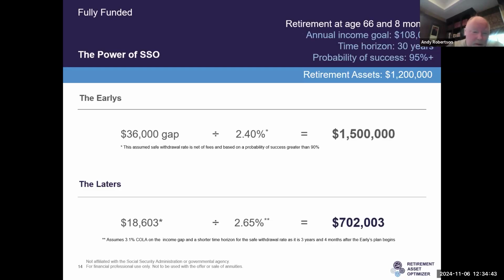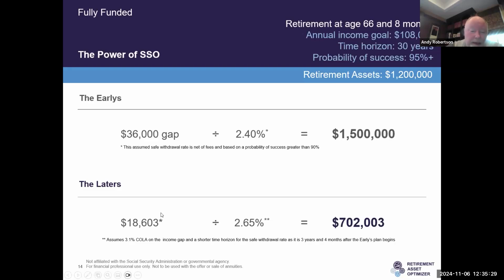Well, if they wait till 70, under that scenario, again, for the laters, the inflation adjusted gap, originally 16,000 some, by the time they get to 70, because to be clear, we're assuming they're retiring at 66 and 8 months, whether they take benefits at FRA or they take benefits at 70, that part doesn't change. But if they retire at 66 and 8 months and don't take benefits till 70, then we've got to bump that gap up to account for any inflation that may be experienced between 66 and 8 months and 70. So when we apply a historical inflation factor of 3.1% to that 16 and some odd $1,000 that originally we noticed was the gap, the actual inflation adjusted gap at 70 is 18,603.